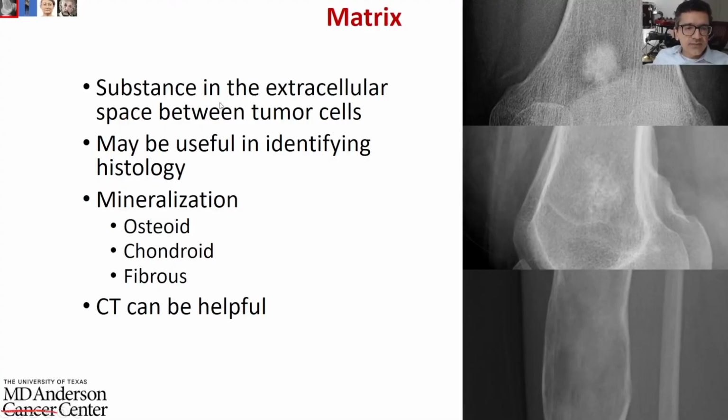The matrix is the substance in the extracellular space between tumor cells and can be helpful in identifying histology. This is where we start getting a little bit more specific with our radiographic features. The matrix can have osteoid, chondroid, or fibrous mineralization, and CT can be helpful in cases where you are in doubt. So here's an example of an osteoid matrix, here's chondroid matrix, and here's the fibrous matrix. And we'll talk about each of these in turn.